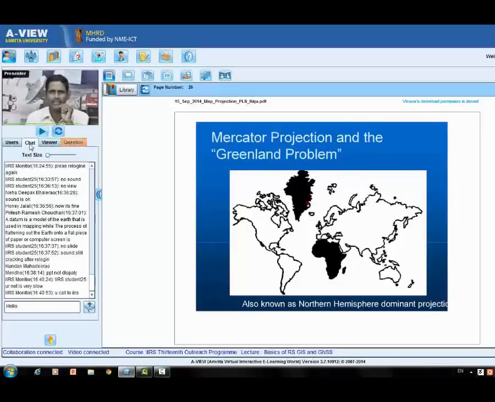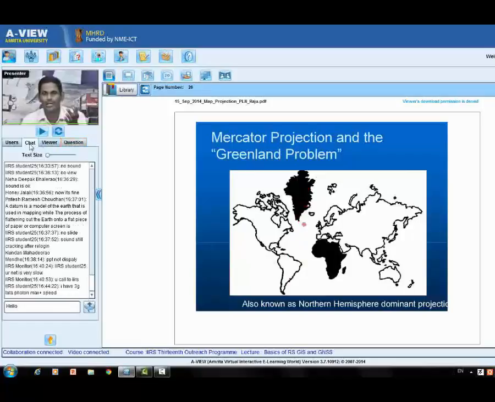Look at the Mercator projection and the Greenland problem. Greenland looks very big, almost equivalent to Africa, slightly less, but bigger than South America. If you check on the internet the area of South America and the area of Greenland, the area of Greenland is 2.2 million square kilometers, whereas South America is almost 6 times bigger, almost 12 million square kilometers. But in the projected map, Greenland looks bigger.